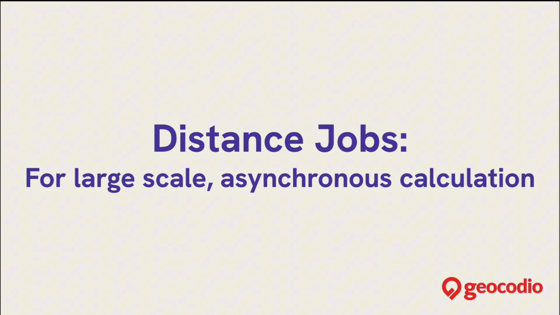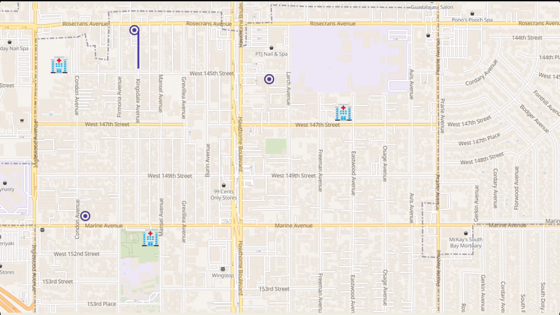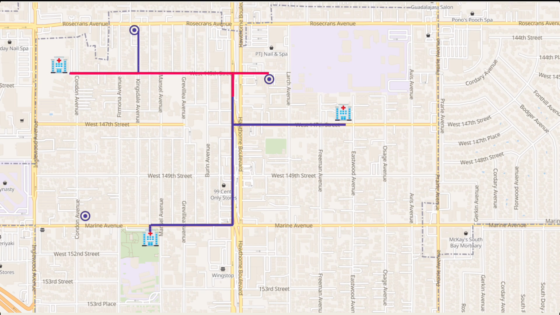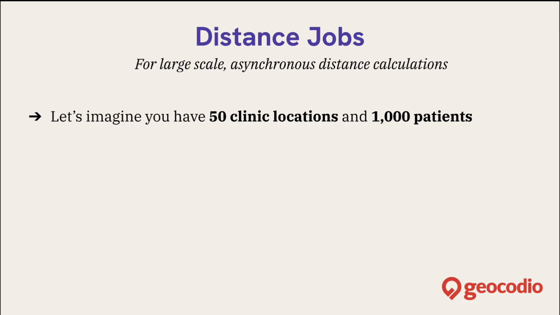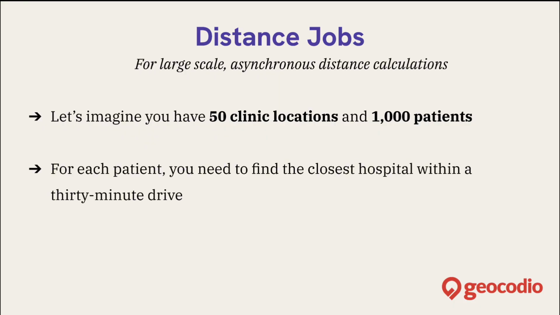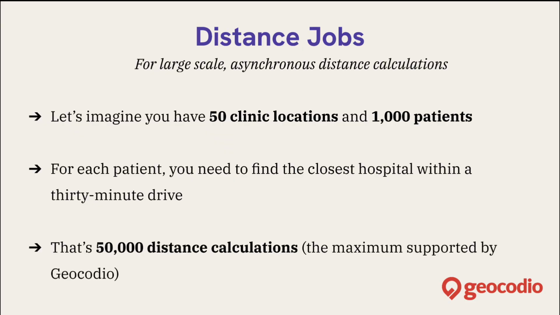Let me give you a concrete example from healthcare. In the US, health plans that serve patients with public insurance, Medicaid, Medicare, may be required to report on patient access to care. Specifically, they need to show how far patients live from facilities in terms of driving time. Let's imagine you have 50 clinic locations and 1,000 patients. For each patient, you need to find the closest hospital within a 30-minute drive. That's 50,000 distance calculations, which is the maximum supported.